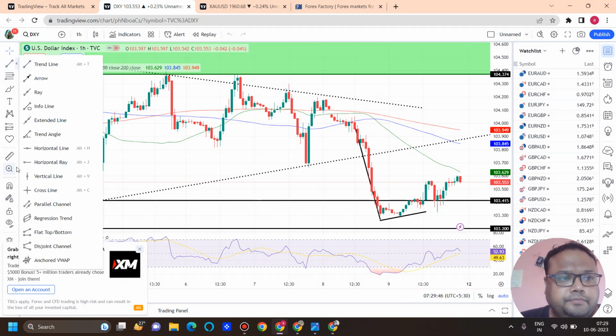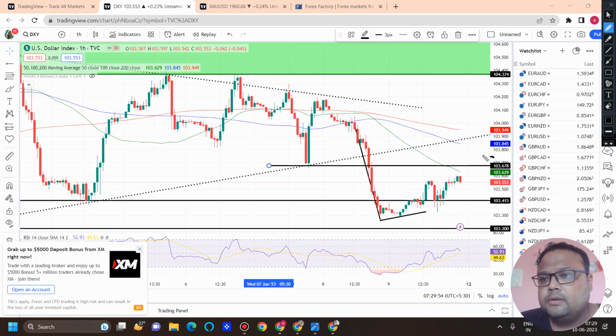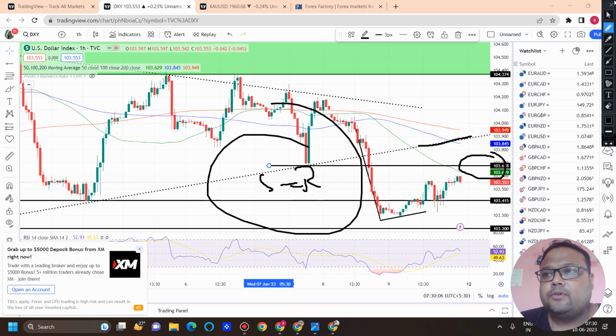First of all, DXY will face some resistance around the previous bounce level of 103.70, and if it crosses this level, then DXY will face some resistance around the trend line, which was the previous support. The previous support will be acting as the new resistance for DXY, especially in this market condition where we do not have much buying power.